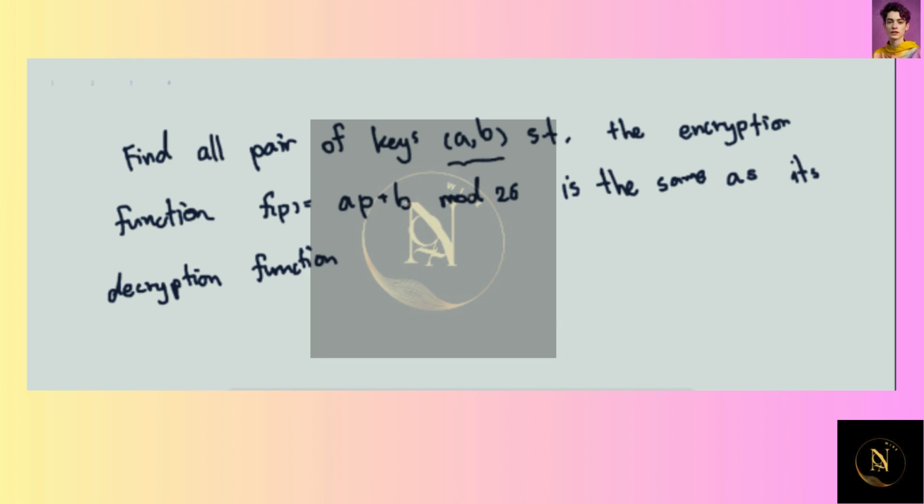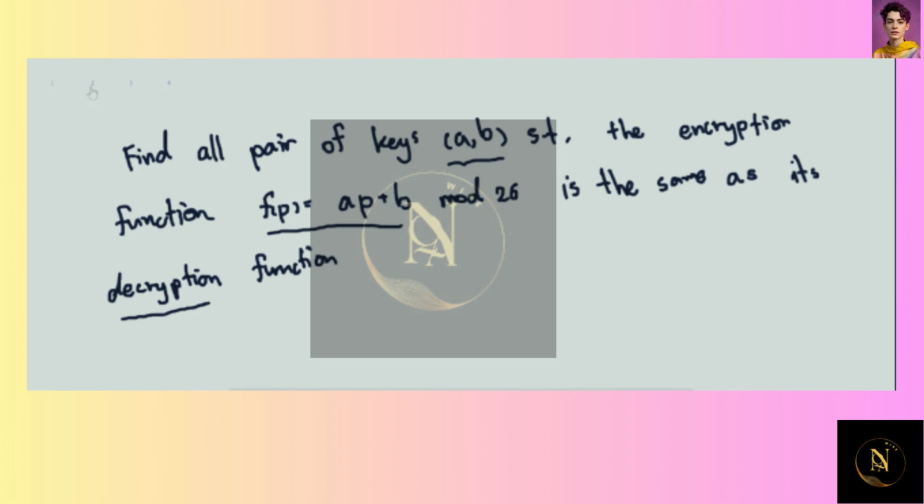In this question, we are asked to find all pairs of integer keys a and b such that the encryption function ap + b mod 26, which we will call f, is the same as its corresponding decryption function. The decryption function will revert this encrypted message back to its original form.